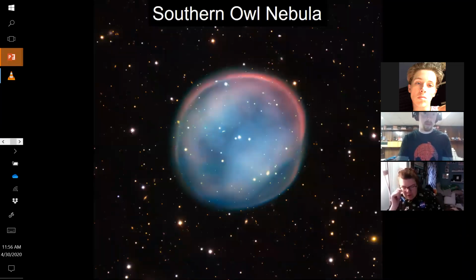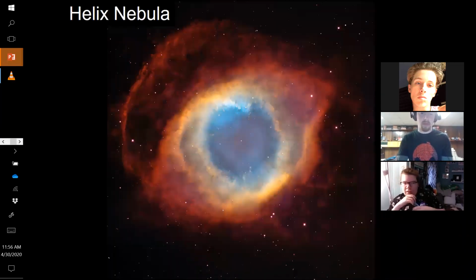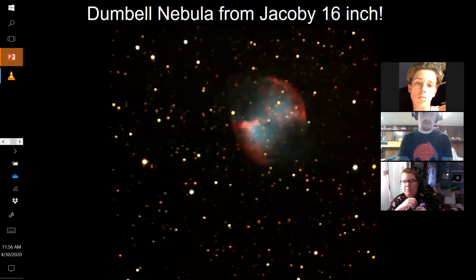Just a couple more of my favorite ones. The Southern Owl Nebula. Look at this delightful picture of the Helix Nebula. And of course, we have to have our own humble contributions here. Me and the students last semester took this beautiful picture of the Dumbbell Nebula in the Jacobi 16-inch.